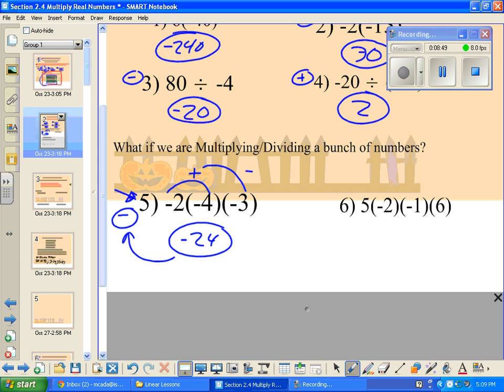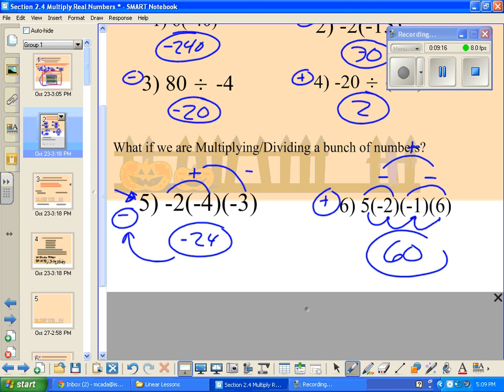Same thing with number 6 here. I could just work it out two numbers at a time. Okay, I could even group them. Since I'm multiplying all these numbers together, I could even pair them like this and say, well, the first two, 5 times negative 2 is going to give me a negative answer, and negative 1 times 6 is going to give me a negative answer. And I know a negative times a negative will be a positive, so I can group them like that and say I know that this is going to be a positive answer no matter what. 5 times 2 is 10, times 1 gives me 10 also, times 6 gives me 60. So I know this answer's got to be positive 60.